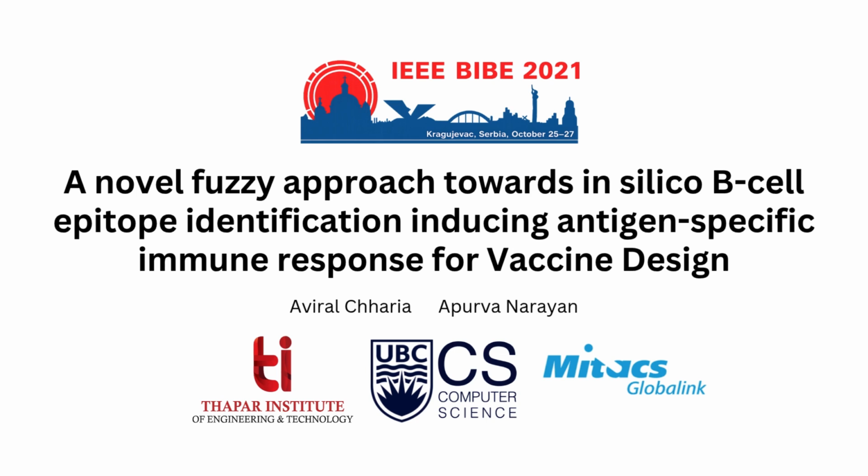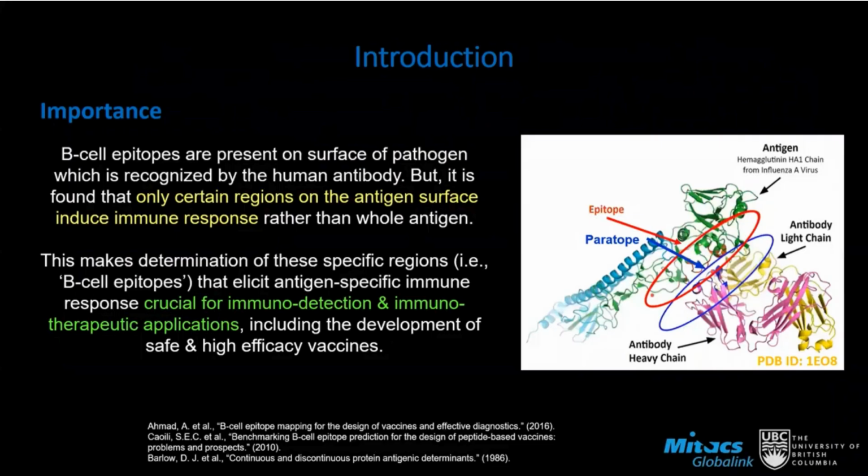In this work, we present a novel fuzzy approach towards in silico B-cell epitope identification that induces antigen-specific immune response. B-cell epitopes are located on the surface of pathogens and are recognized by human antibodies to neutralize the threat. However, experimental studies have shown that only certain regions on the antigen surface actually trigger an immune response, rather than the entire antigen. This makes identifying these specific regions, known as epitopes, critically important for many applications, including vaccine design.